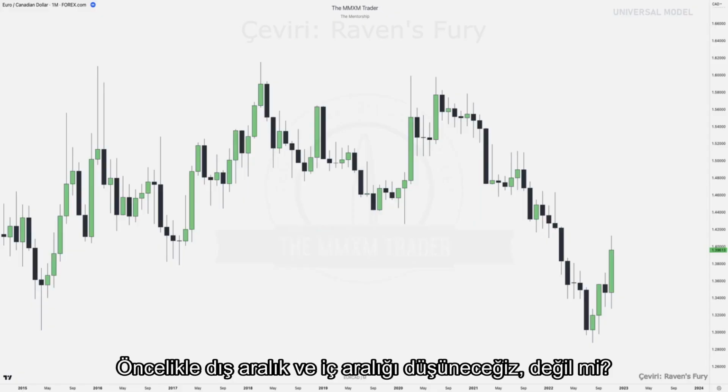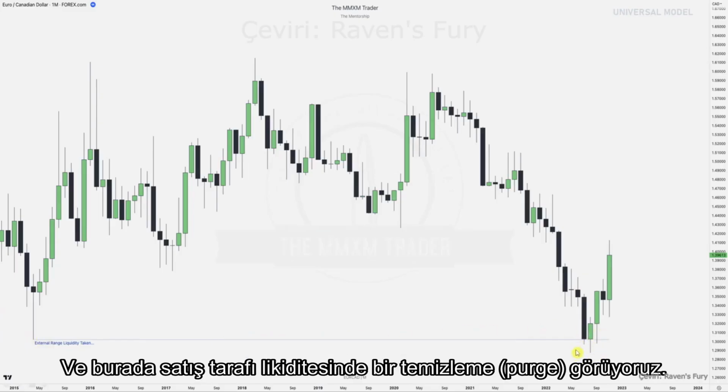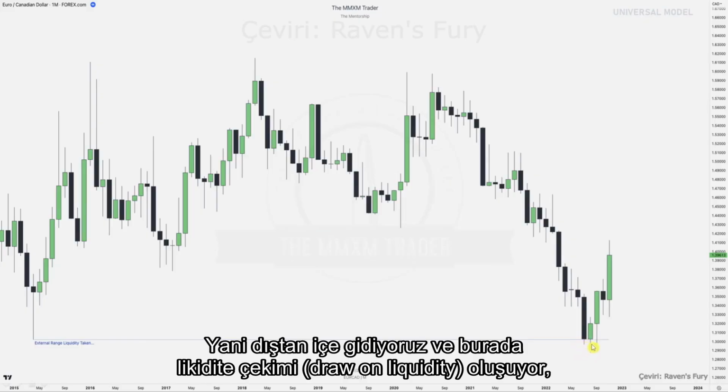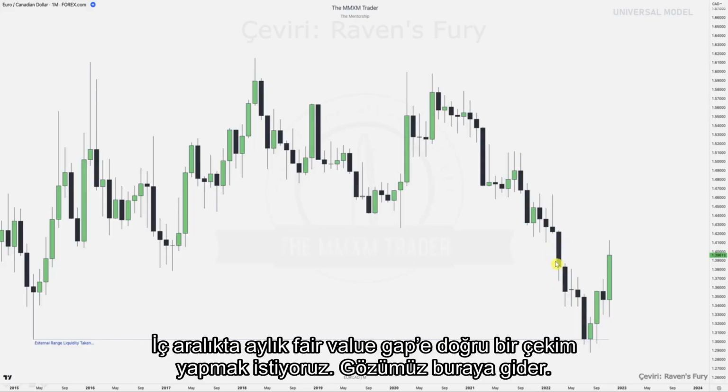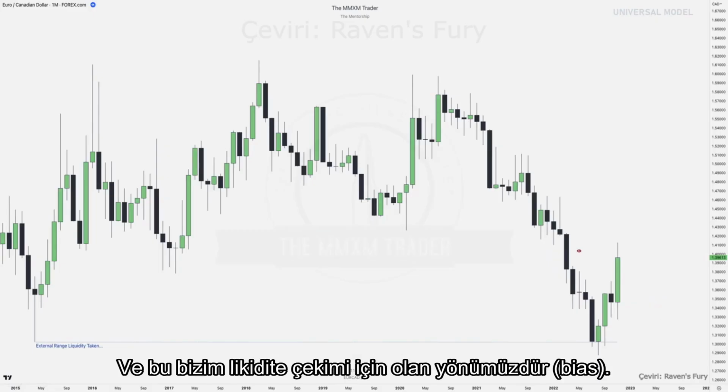First of all, we're going to think about external and internal range, right? Where has external range liquidity been taken? We've got this low down here, extended out in time, and we see this purge on sell side liquidity over here, which means from external we go to internal, and we have our draw on liquidity, right? We want to draw into this internal range monthly fair value gap. This is where our eye goes, and this is where our bias is for the draw on liquidity.